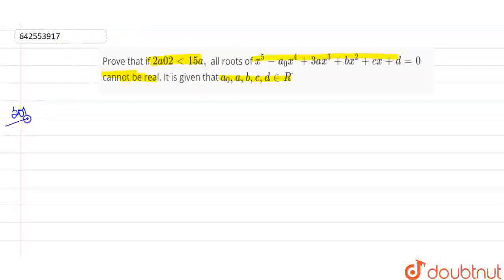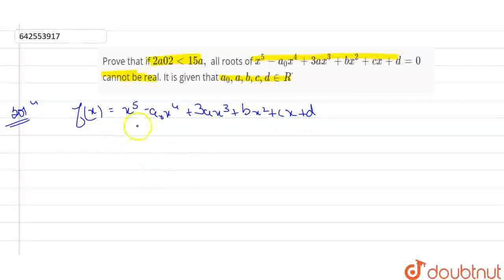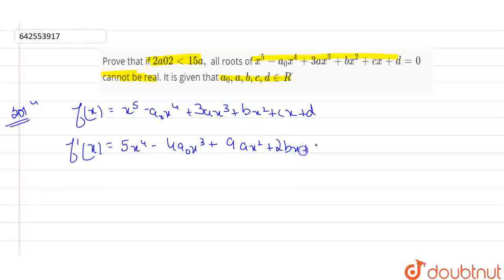So what we will do first, you know that our f(x) is given to us in the question: x to the power 5 minus a0 x to the power 4 plus 3a x cube plus b x square plus cx plus d. So basically how many roots can this equation have? This can have 5 roots because the highest degree of this term is 5. So we will differentiate it first, to decrement the power and the number of roots. It will become 5x to the power 4 minus 4a0 x cube plus 9a x square plus 2bx plus c.